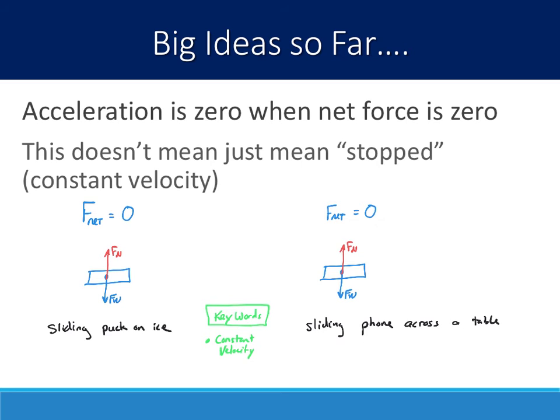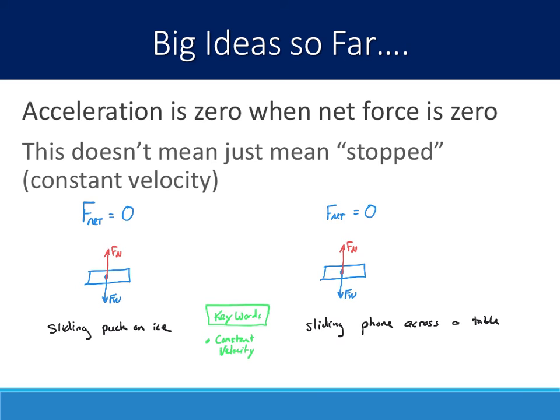All right, so what are some big ideas that I really want to reinforce with you is that acceleration is 0 when the net force is 0. It doesn't mean that it's just stopped. It just means that it's moving at a constant velocity. So if you have a puck sliding on the ice and the force was already applied on the puck, so it's already sliding at a constant velocity, our free body diagram would look like this, where there's a weight force and a balanced normal force, but there are no other forces acting on it.